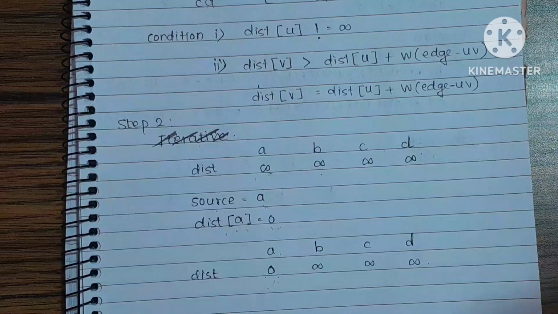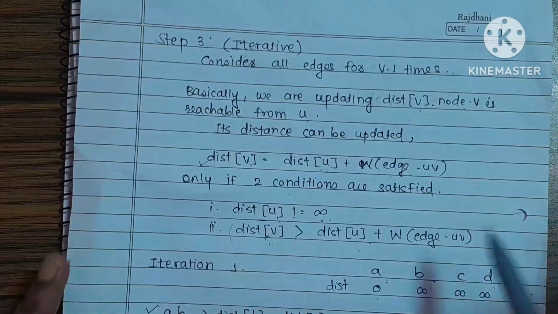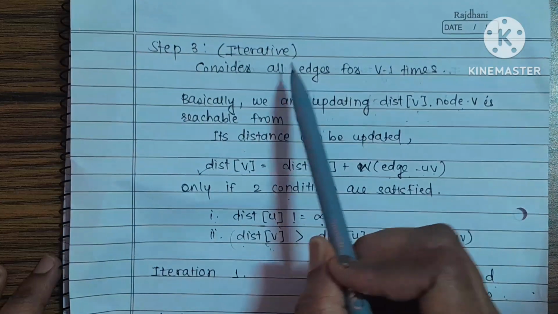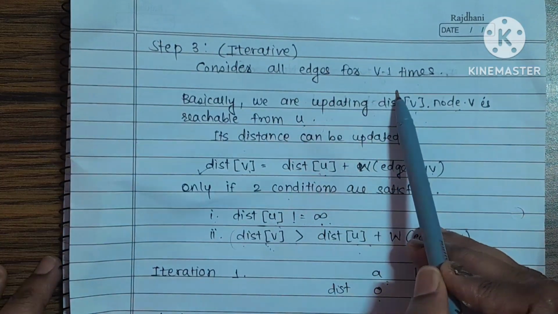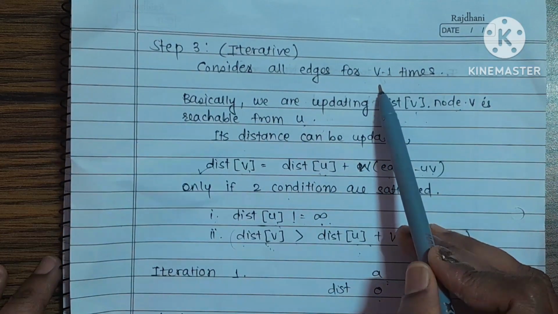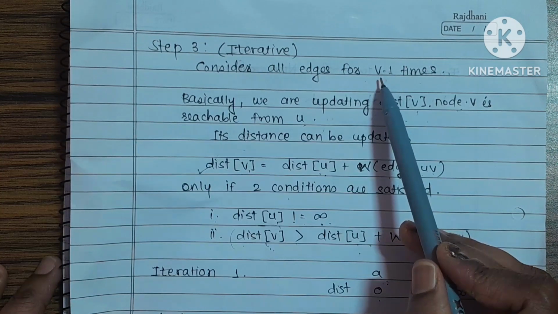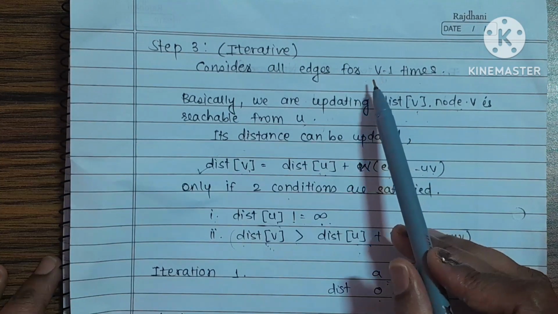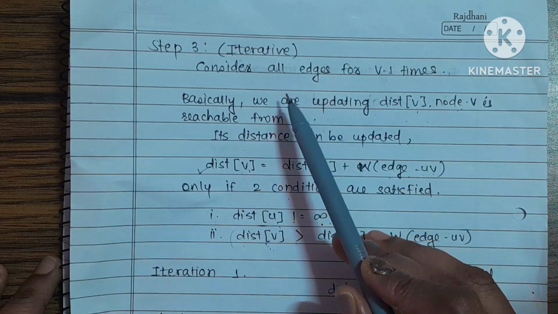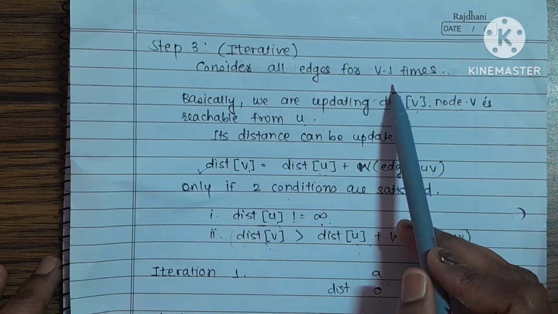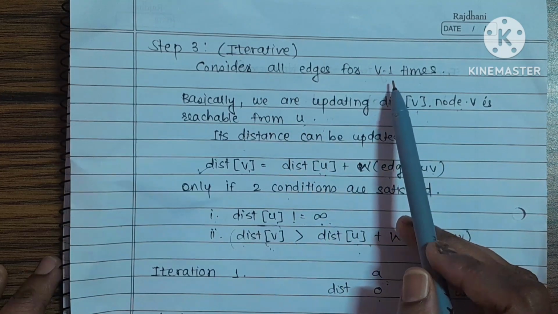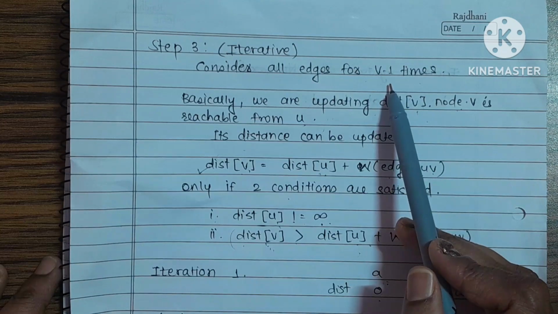The next step is iterative in nature, where we are going to consider all these edges for V minus 1 times. Since we have 4 vertices, we are going to repeat this process of considering all edges for V minus 1 times, that is 3 times. The reason I will explain soon.